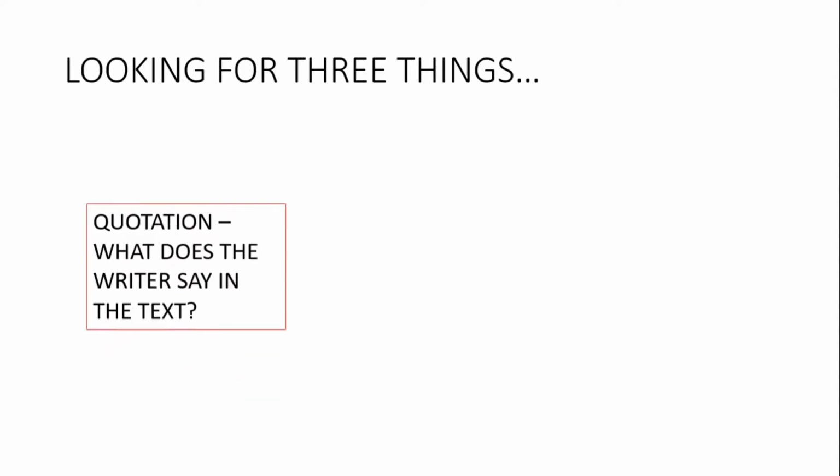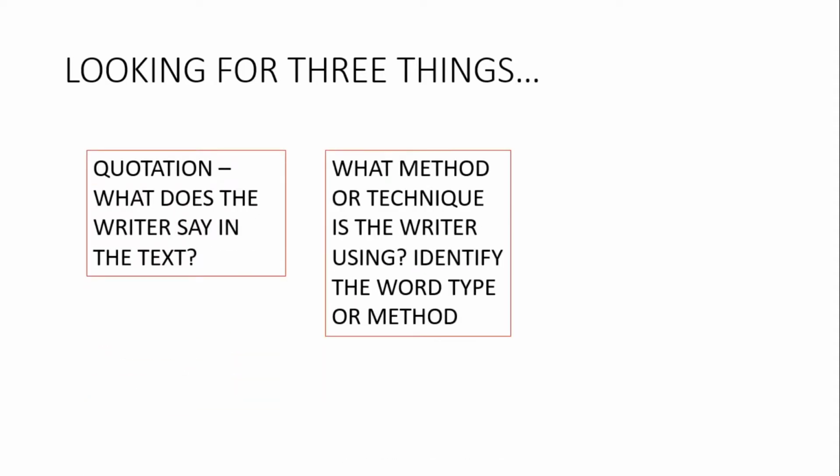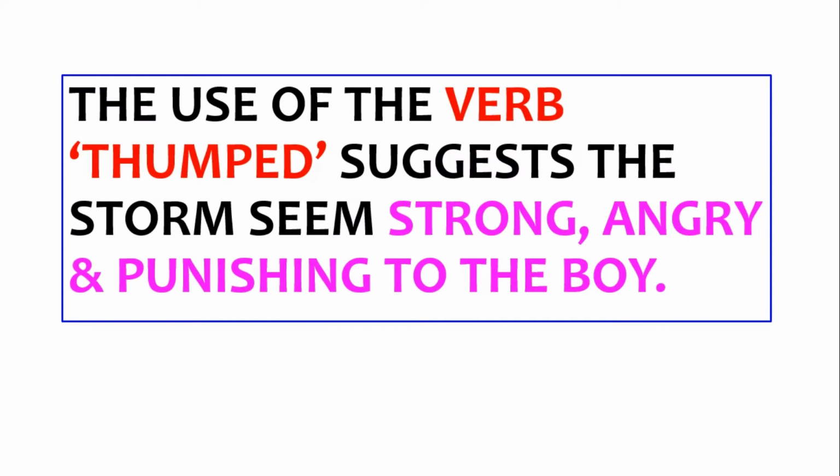Okay, so in this question we're looking for what the writer says, what method they've used and the effect on the reader. So a very simple little answer for that question would be: the use of the verb thump suggests the storm seems angry, strong and punishing to the boy. Remember, if I don't know that thumped is a verb, I can just say the use of the word. Don't, for example, write the use of the adjective thumped, because that is incorrect and it will get you a low score. So if you're confident, use the word verb. If not, just use the word.